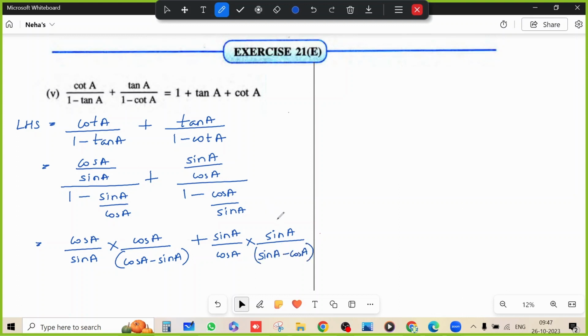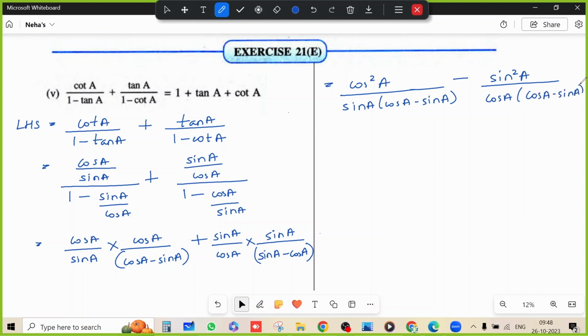Now we will find out the LCM of the two denominators, but before that we will take out the negative sign common from this part. So it can be written as cos square A divided by sin A into (cos A minus sin A). As we are taking out the minus sign common, now this plus sign will become minus. So minus sin square A divided by cos A into (cos A minus sin A).